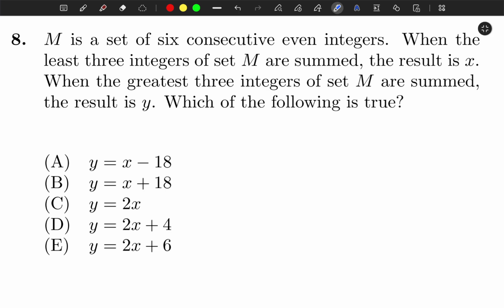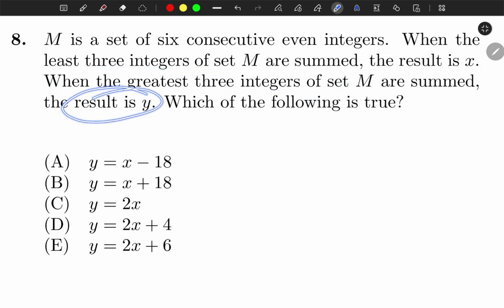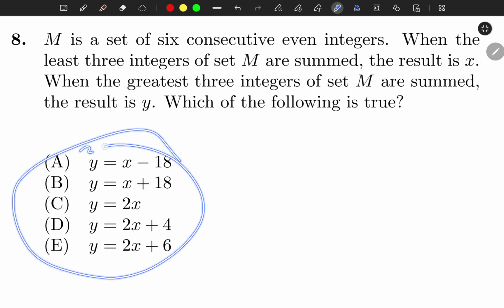We're going to take a variable, let's say x, and then we'll just add 2 to it to get the next integer, then we'll add 4 to it to get the next one, and so on. So that is what we have. And then they're saying when the least 3 integers, so the smallest of them, are summed, the result is going to be x. And then when the greatest 3 integers are added, we're going to get the result as y. So now they're saying we have to find some kind of relation between them. So let's do that.